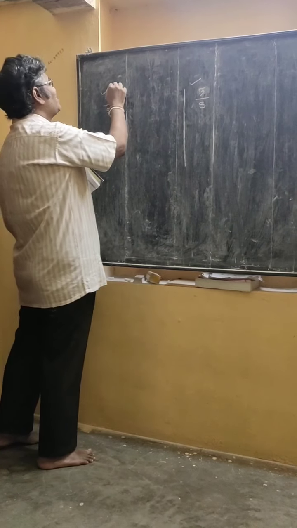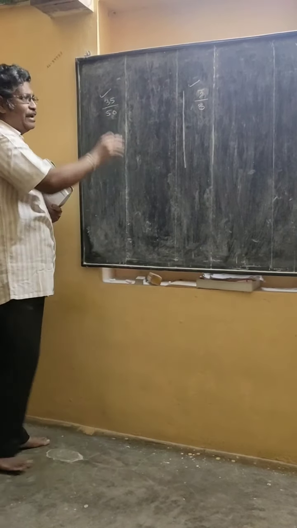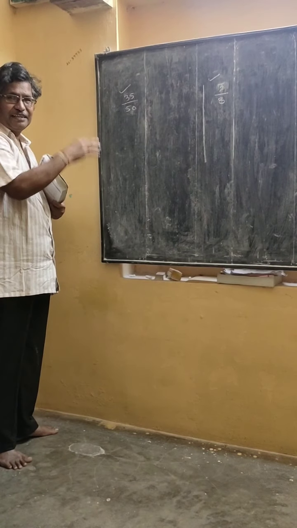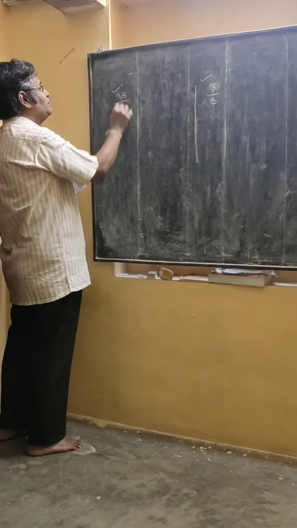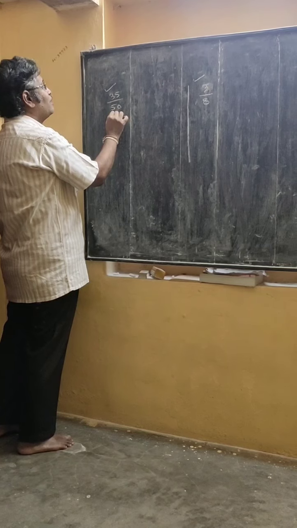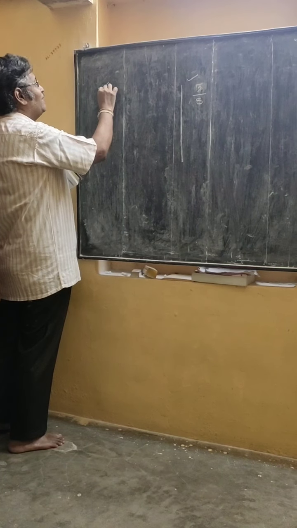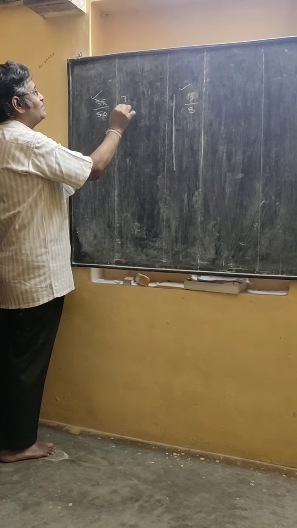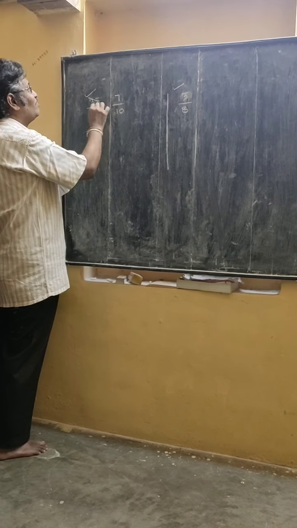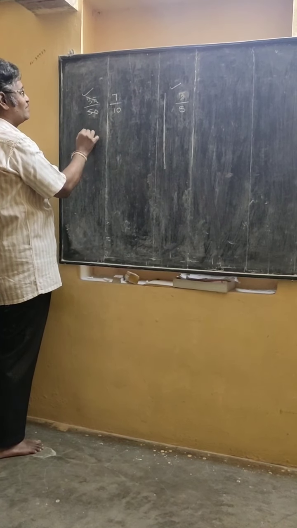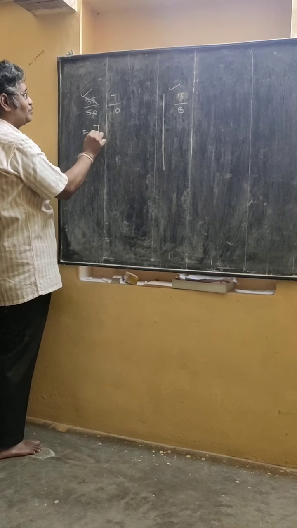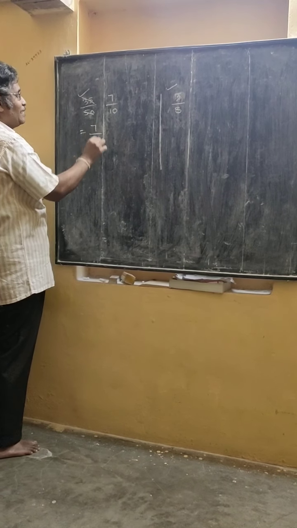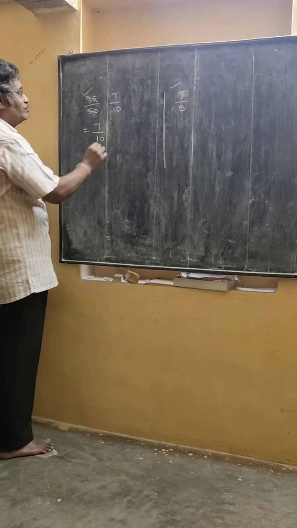Let us see the reverse of that one. 35 by 50 and 5 by 8. Two fractions are there here. So here, 35 by 50 simplified: 5 sevens are 35, 5 tens are 50, so 7 by 10. It is in p by q form.